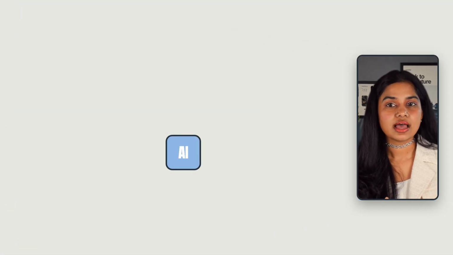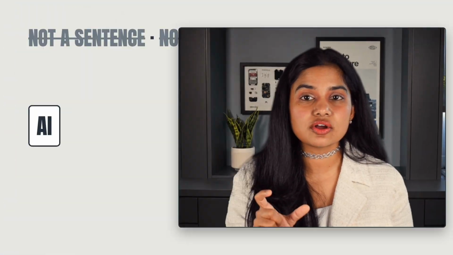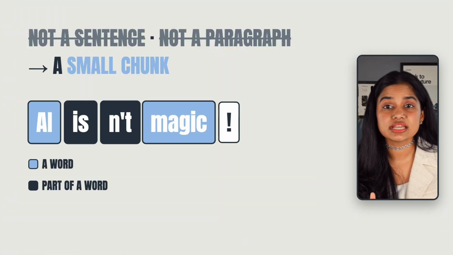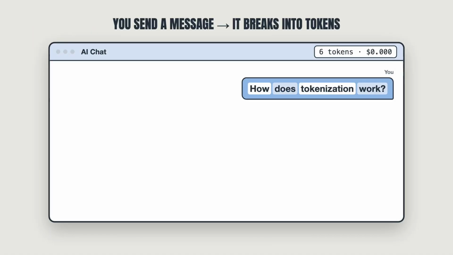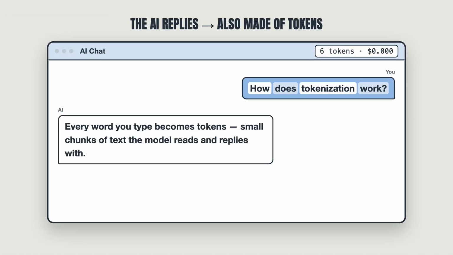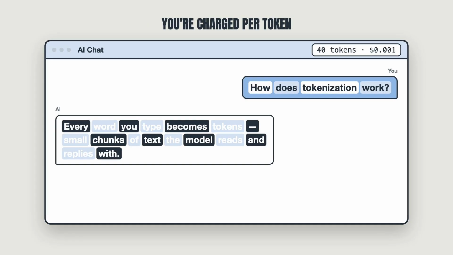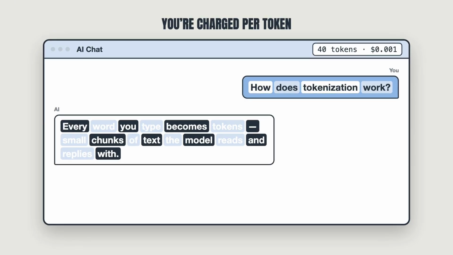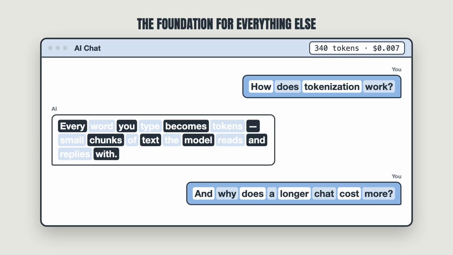What is a token? The simplest way to think about a token is this: a token is a simple piece of text that an AI processes. Not a sentence, not a paragraph, a small chunk of text. Sometimes it is a word, sometimes it is part of a word, sometimes it is a punctuation. When you send a message to an AI, your message gets broken into tokens. When the AI replies, its response is also made up of tokens, and most AI companies charge based on how many tokens are processed. So, the longer the conversation, the more tokens get used. That's really the foundation for everything else we're going to talk about.